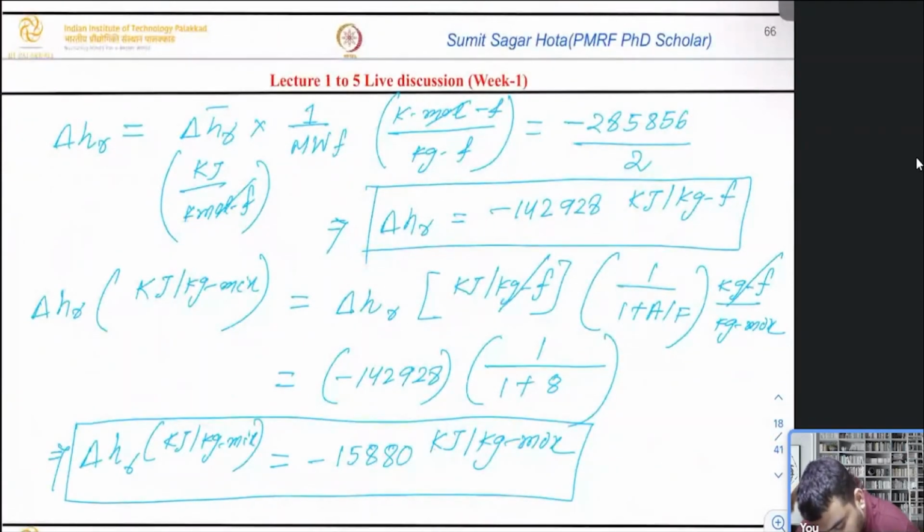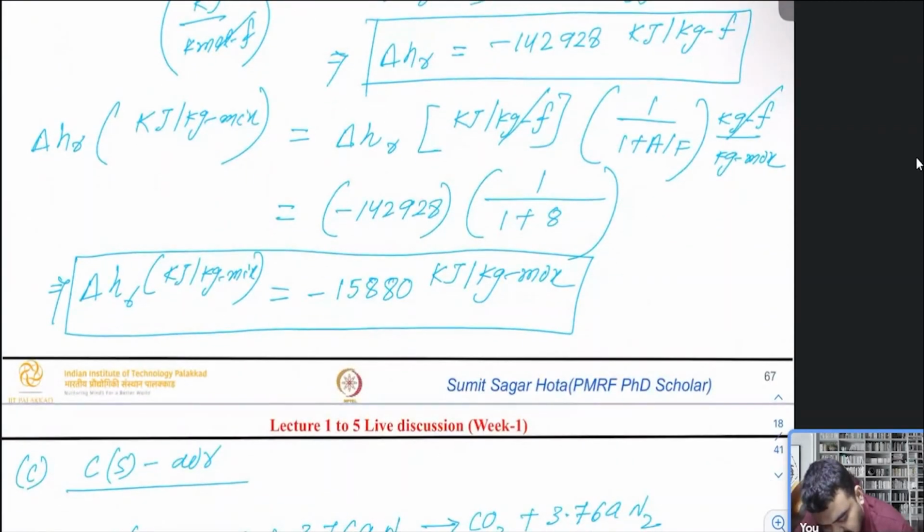Now the thing is, we have to find out delta HR in kilojoule per kg of the mixture. For that, we first find kilojoule per kg of the fuel, then convert it to kilojoule per kg of the mixture. In the same way, we multiply by 1 divided by the molecular weight of the fuel, and we get the value of delta HR as minus 142,928 kilojoule per kg of the fuel. Similar to the previous procedure, you also multiply by 1 by 1 plus air fuel ratio. With the delta HR in kilojoule per kg of the fuel, you get the value as 15880 kilojoule per kg of the mixture.